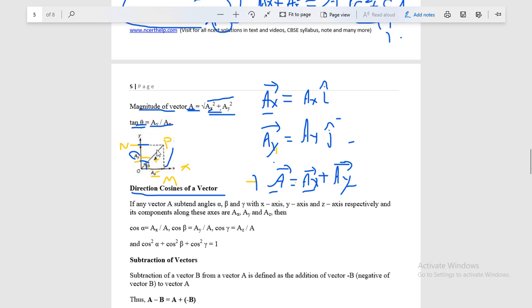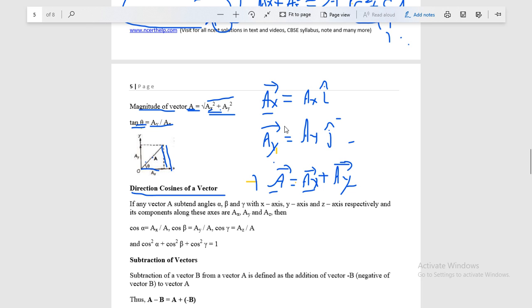So you can see here in this diagram, if this one is vector a, this dotted line is equal to ay. So you can see ax, then ay, the sum of ax and ay is equal to vector a. So if this one is vector a, then a is equal to vector ax plus vector ay.